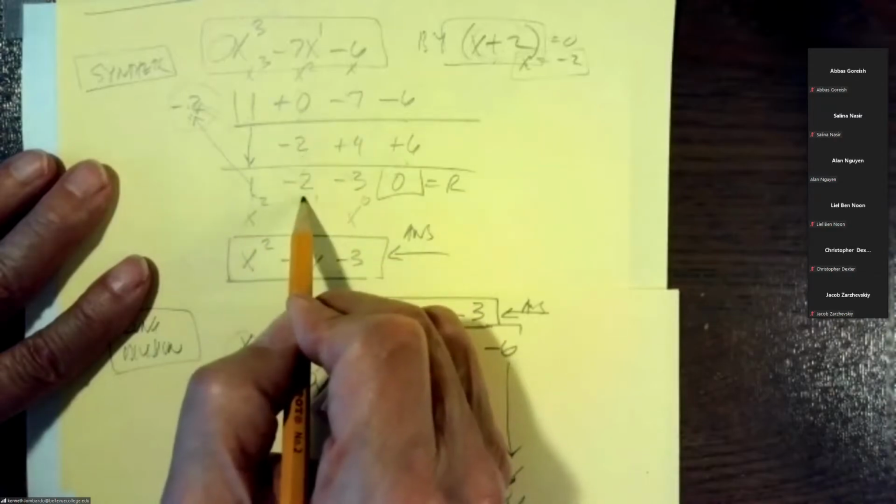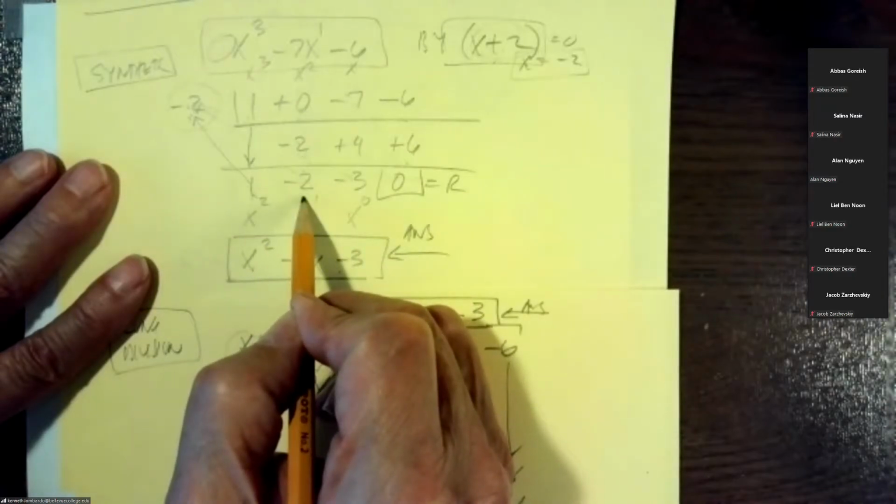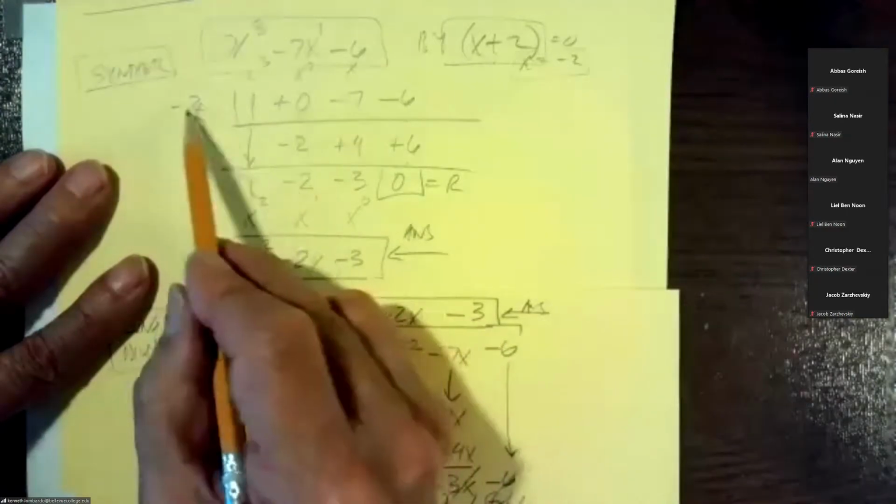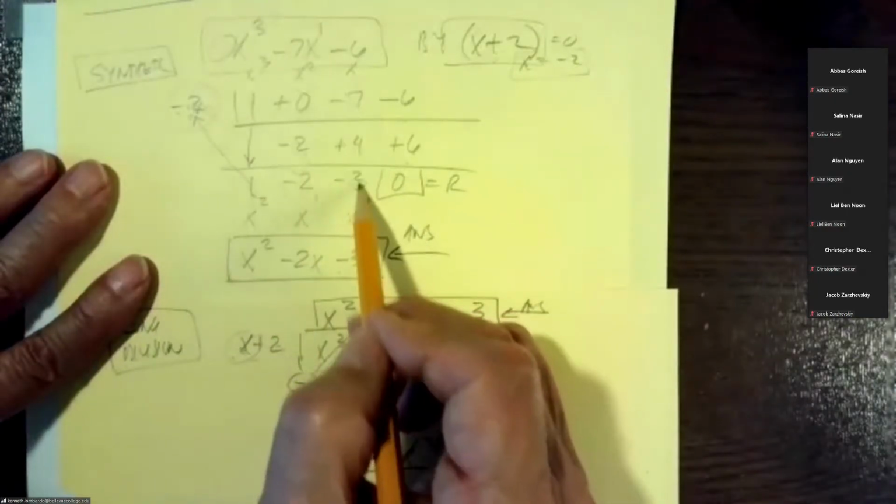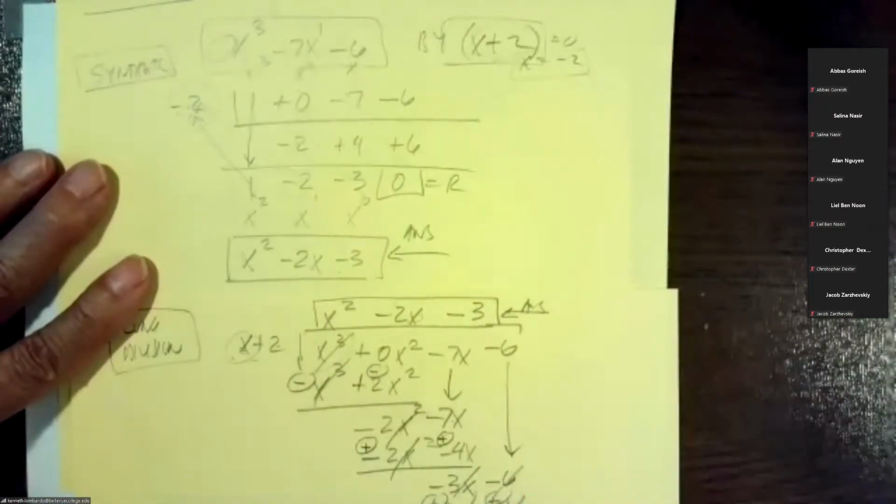Oh, wait, I didn't remember this. Yeah, my bad. It's clicked into me now. Okay. Thank you. -2 times -2 is +4. Combine to get -3 and so forth. Okay. Make sense to everybody?